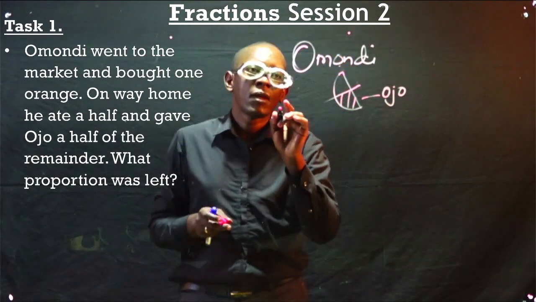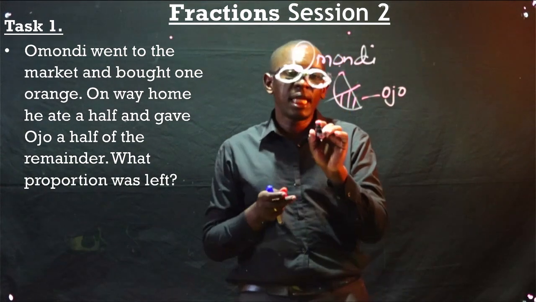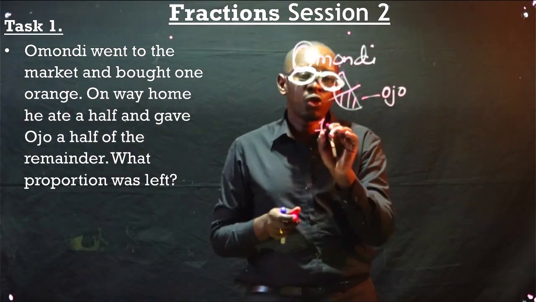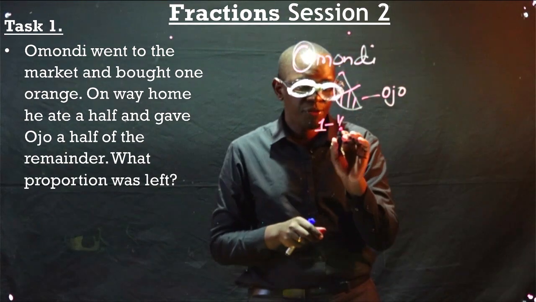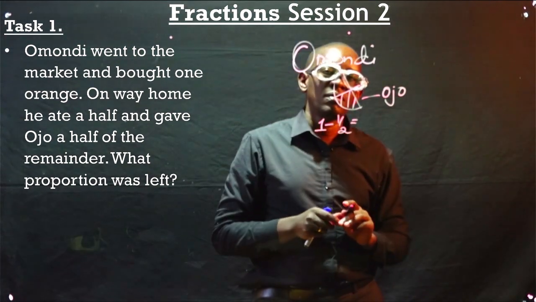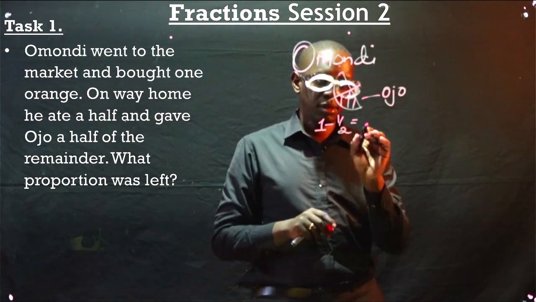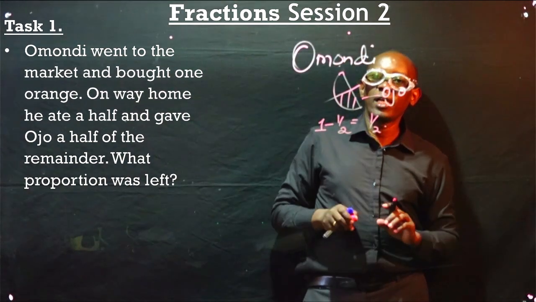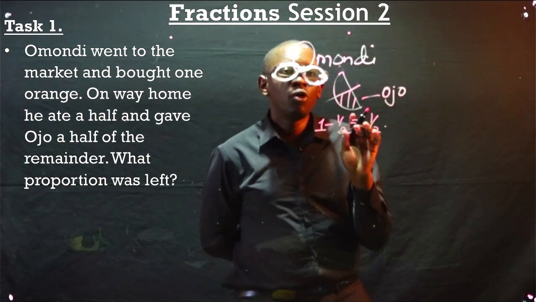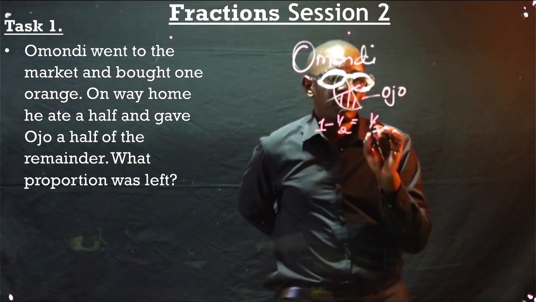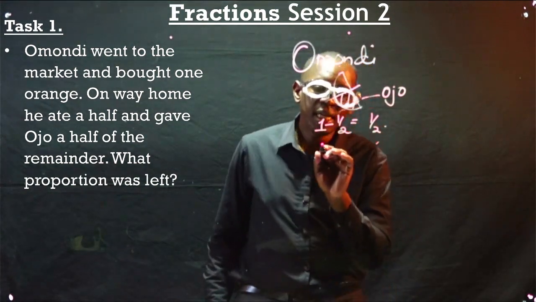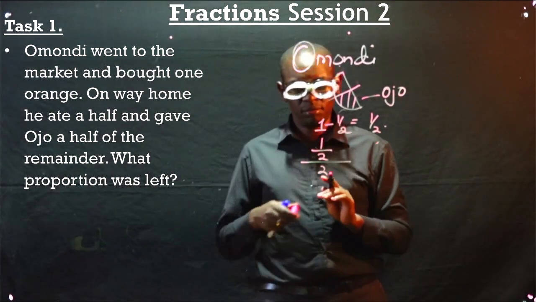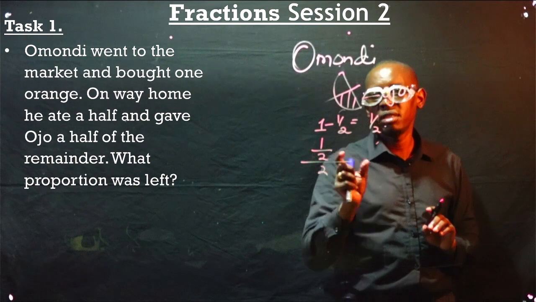Now, so we need to remember this. So Omondi started with a whole orange, which is equivalent to 1. So Omondi ate a half. What is 1 minus a half? It is a half. Okay? So Omondi, on his way home, has already eaten a half. He has a half. And then he meets Ojo and he gives him a half of what was remaining.